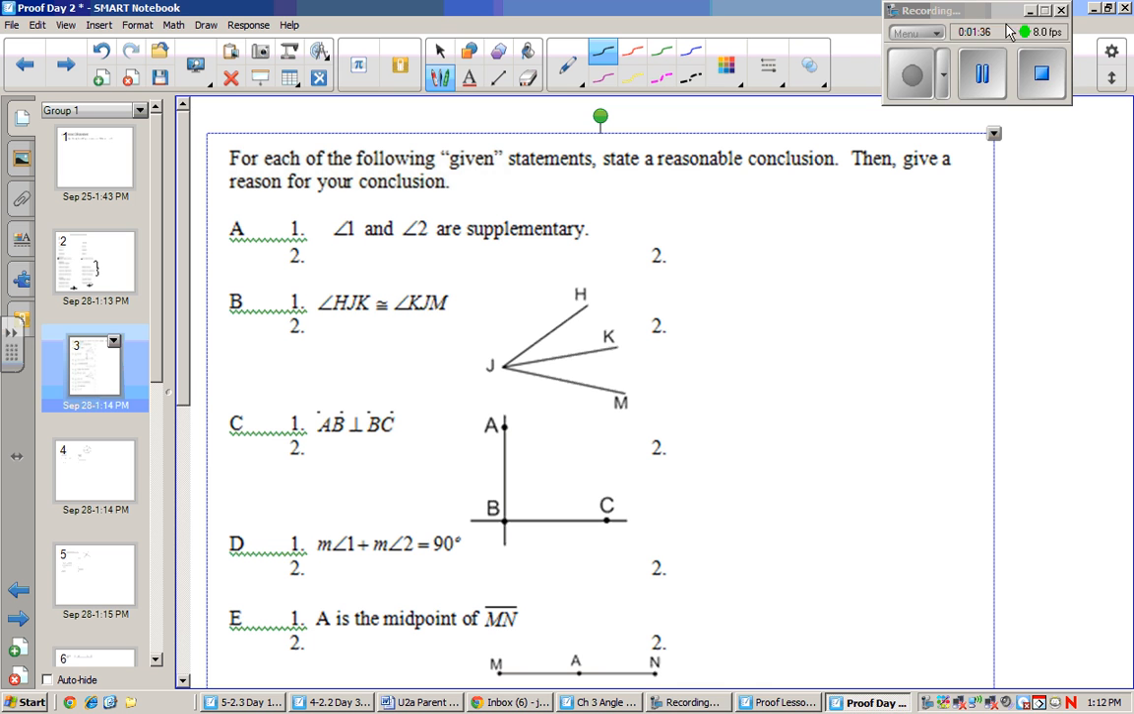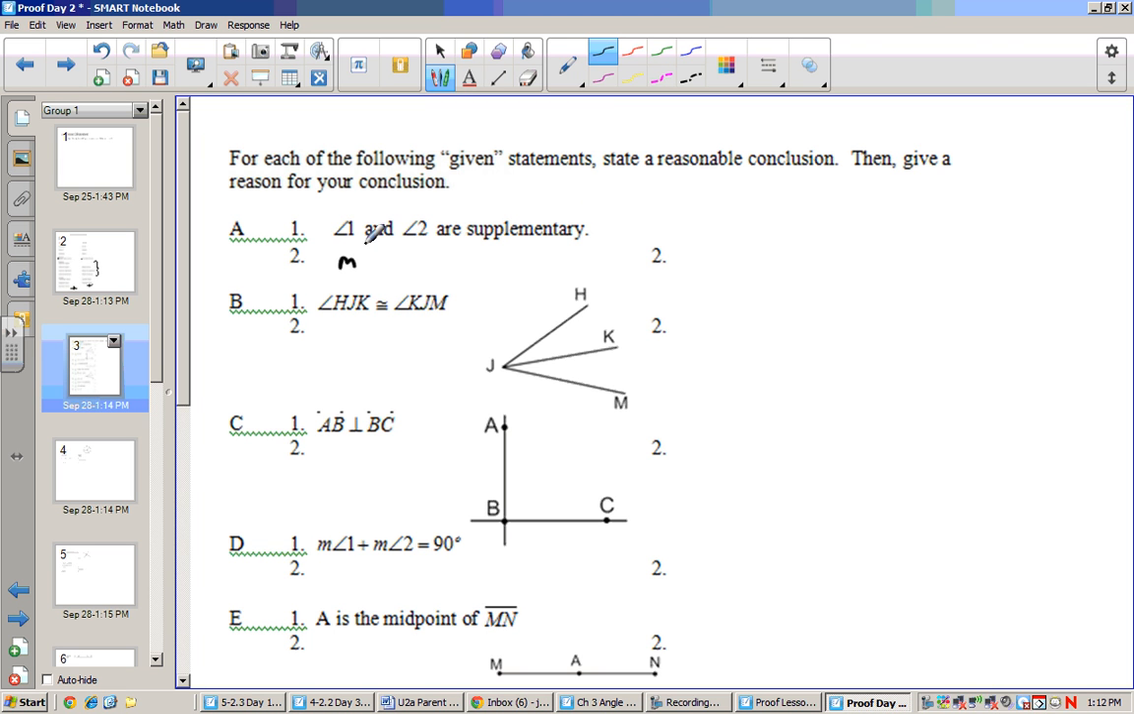Now we're going to talk about the definitions. So if angle 1 and angle 2 are supplementary, what can we get out of this? A conclusion we can get is the measure of angle 1 plus the measure of angle 2 is going to equal 180 degrees. So this is just like one step in a proof. And the reason here would be definition of supplementary.